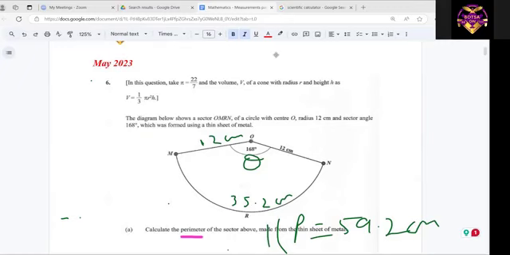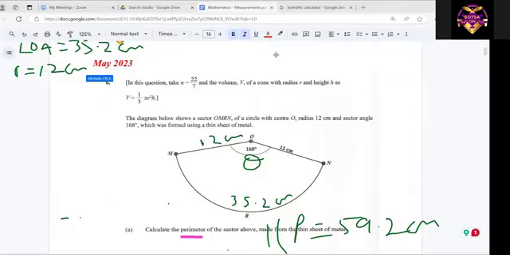I may need the length of the arc. So what I'll do, I'll just write something on the top somewhere here. Length of arc 35 point. That, well, we know the radius. I don't know if I need that, but I'll just write it just in case.